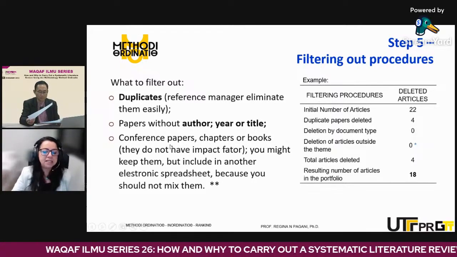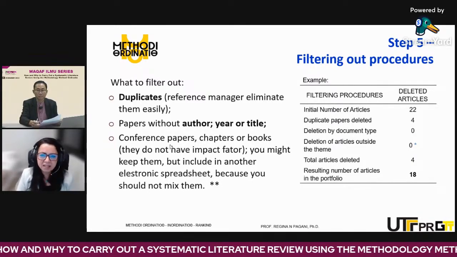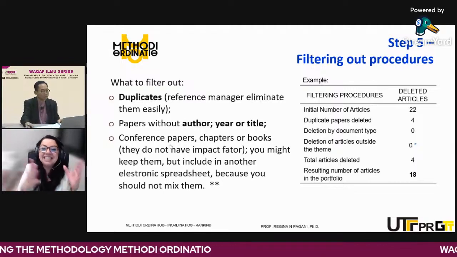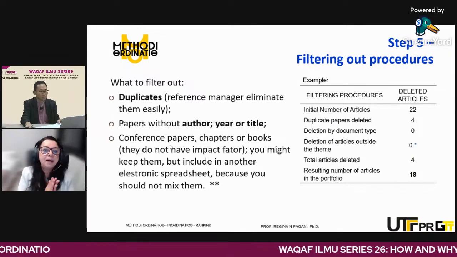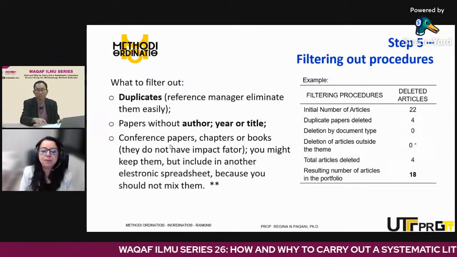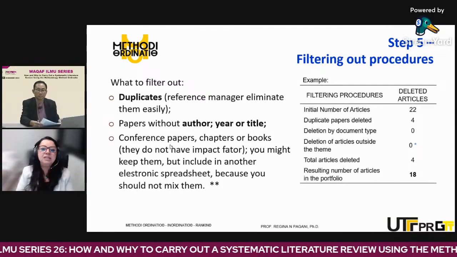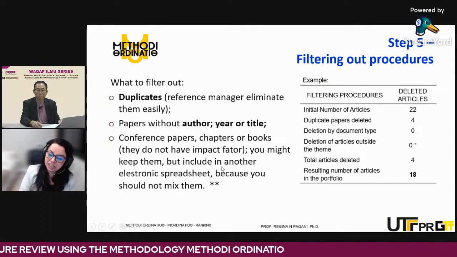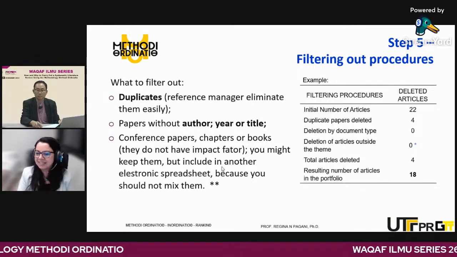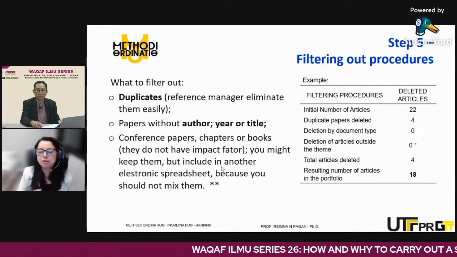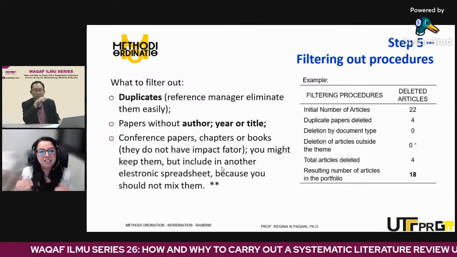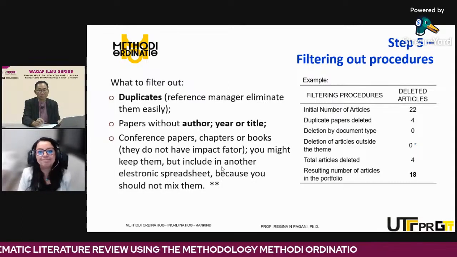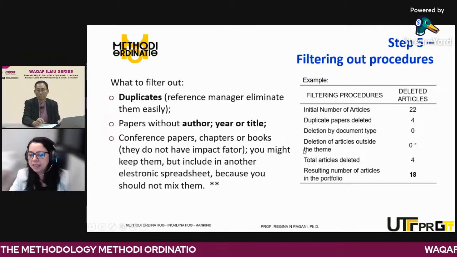Also, you are going to eliminate conference papers, chapters, and books. Why? I'm not going to insert conference papers, chapters, or books in my paper. Yes, you are. But in this first phase, we are going to select review articles. Conference papers, chapters, or books you will add to your paper after. You might keep them, but in another electronic spreadsheet, because you cannot mix. Never mix books or conference papers or chapters with the review papers that have been published in journals. Why? Because books, chapters, and conference papers normally do not have impact factor. Okay? All right. And then you make a table like this one.